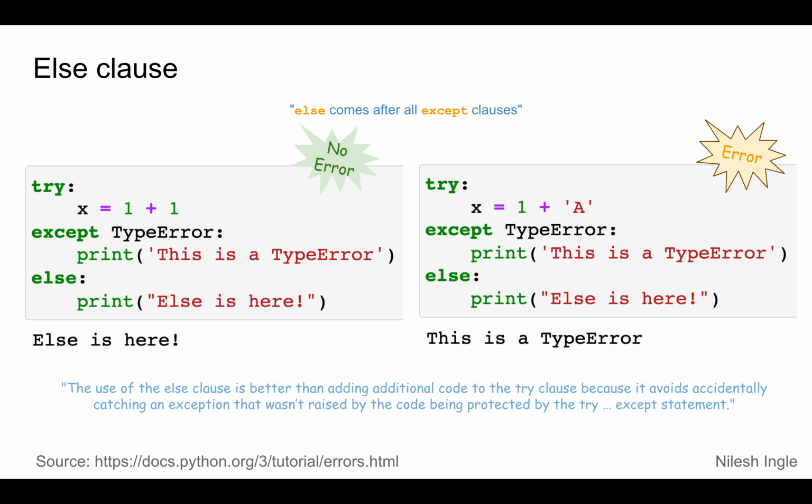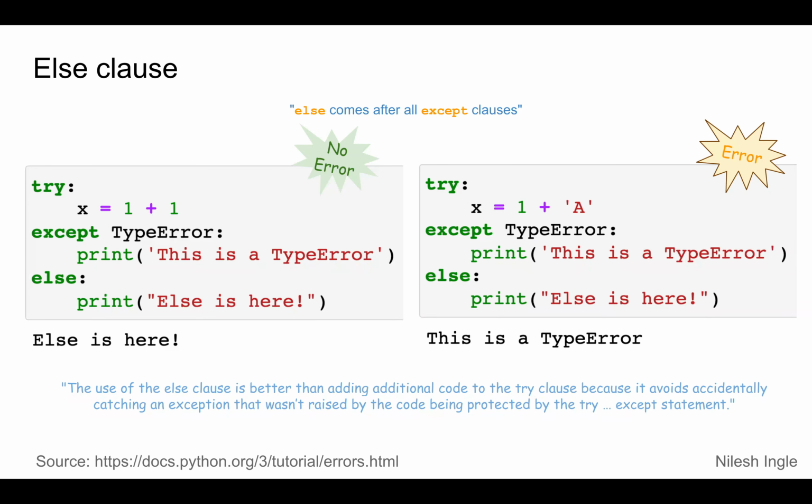After that, we have an except clause, which is the exception name there, type error, and there's a print statement inside of it. And following the except block, that is after that except block, we have an else statement which has a print statement in it.